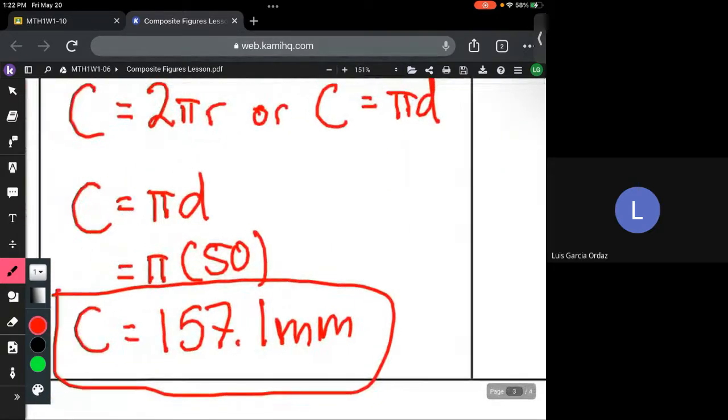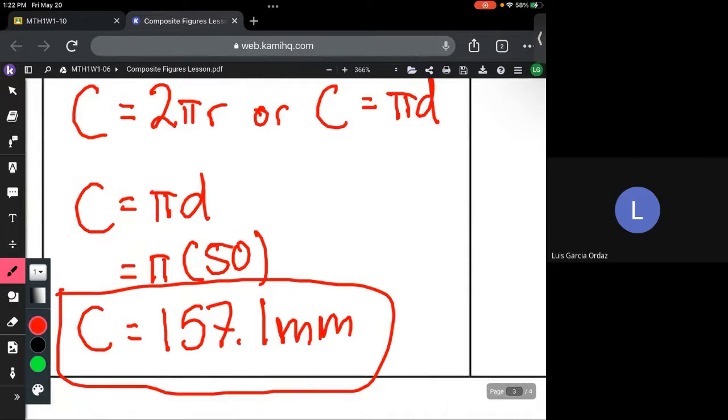What's pi again? 3.14, right? Pi is 3.14. So the perimeter for a circle is the circumference, so C is equal to 2 times pi times the radius. Or if you have the diameter, it's just pi times the diameter. Doesn't matter how you write pi, just make it look like a pi.